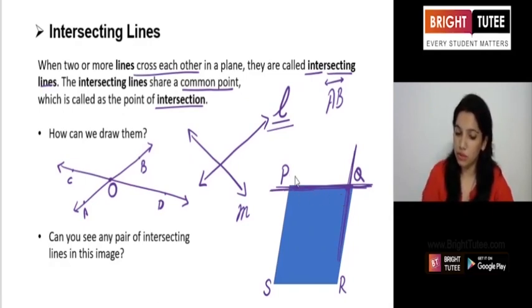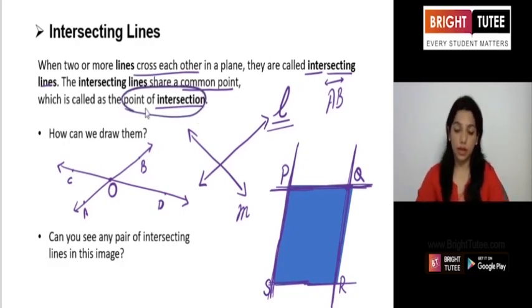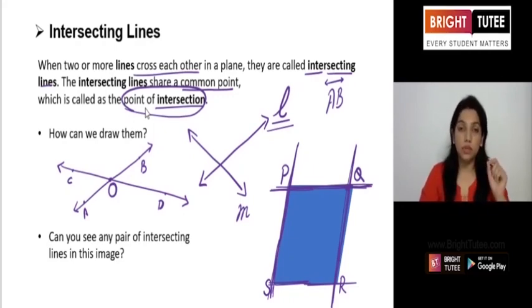Similarly, the line PQ is also intersecting line PS at point P. Similarly, the line PS is intersecting the line SR at point S. And lastly, the line QR is intersecting line SR at point R. So we can clearly see that in this image we have 4 points of intersection. So what did I just say? The points of intersection. Very important word to remember: where the two lines are meeting, that particular common point is called the point of intersection.